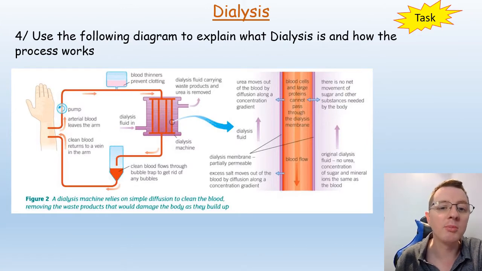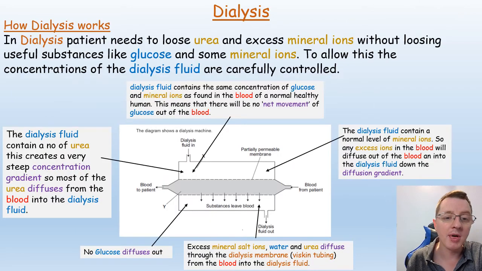So in your textbook you may have seen a diagram similar to this explaining how dialysis works. However, I prefer this diagram taken from an exam question. In dialysis, patients need to lose urea and excess mineral ions without losing useful substances like glucose and some of the mineral ions. To allow this, the concentration of the dialysis fluids are carefully controlled.